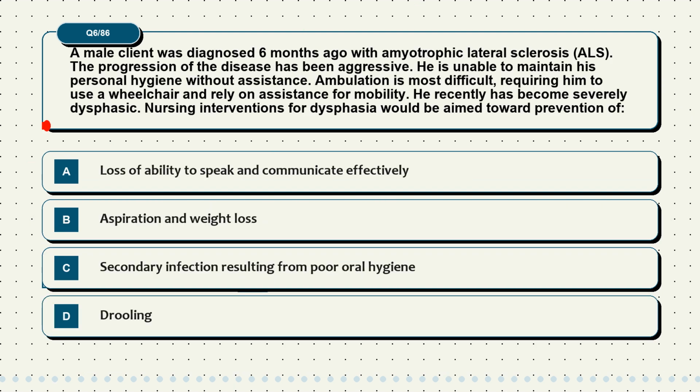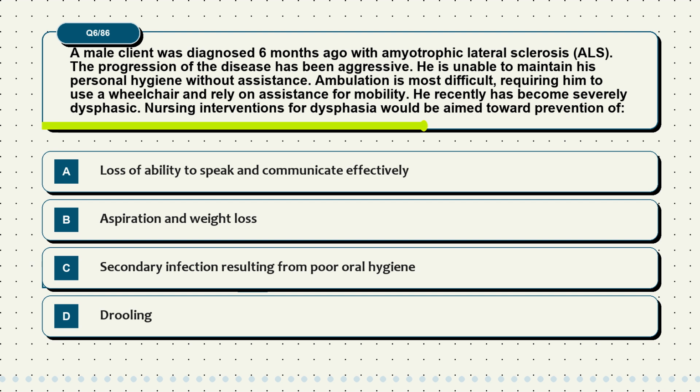Question 6. A male client was diagnosed 6 months ago with amyotrophic lateral sclerosis (ALS). The progression of the disease has been aggressive. He is unable to maintain his personal hygiene without assistance. Ambulation is most difficult, requiring him to use a wheelchair and rely on assistance for mobility. He recently has become severely dysphagic. Nursing interventions for dysphagia would be aimed toward prevention of.